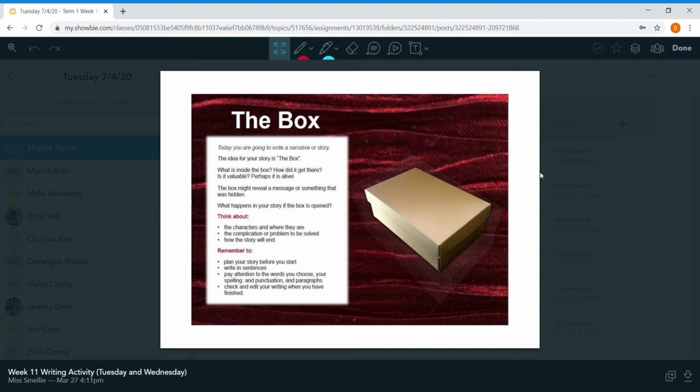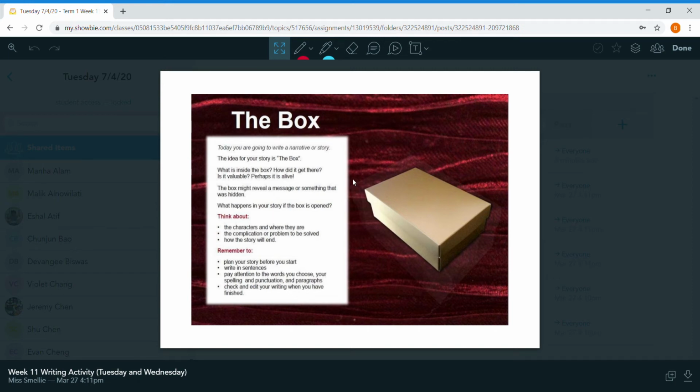So today I just wanted to talk about the writing stimulus and the writing task that you have to complete. Today we're writing about the box, and we're going to be writing a story about a box. Some ideas on what you can write about are: what's inside the box, how to get there, is it valuable, could it reveal a message, was there something in the box, what happens if you open the box? Those are some of the ideas they give you from this little sheet here.